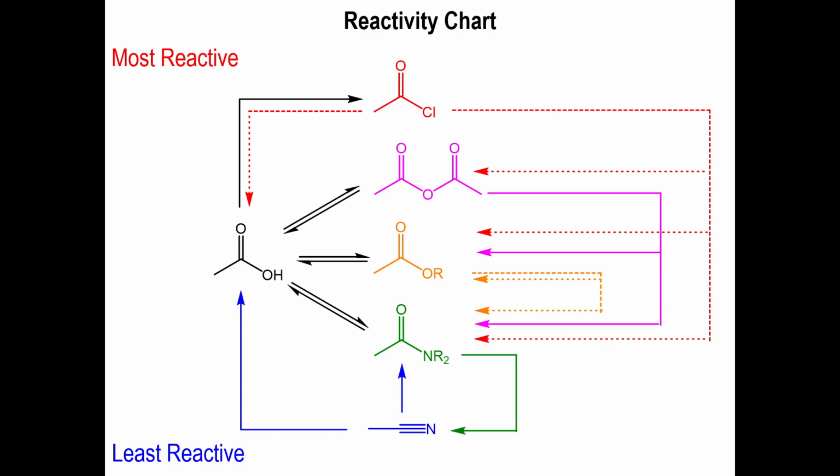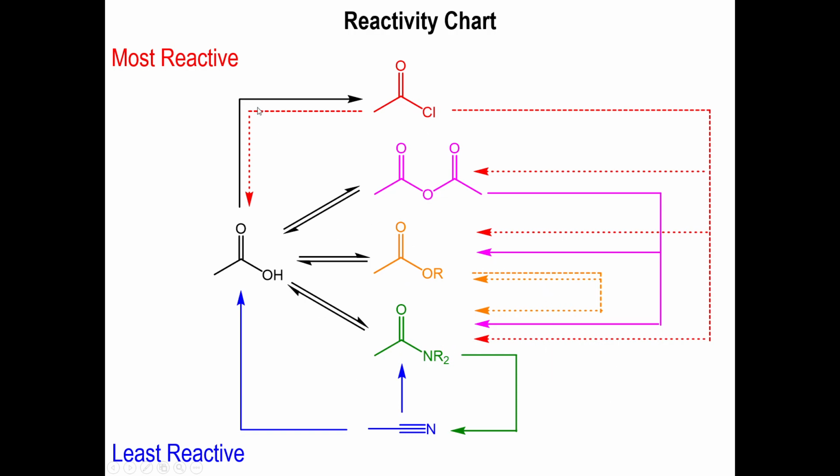So what we're going to do is just look at all the variations, right? How you take a carboxylic acid and turn it into an acyl chloride. How do you do that with the acid anhydrides? How do you turn a carboxylic acid into an ester, into an amide, into a nitrile, etc., etc.? So we'll see how this all works.